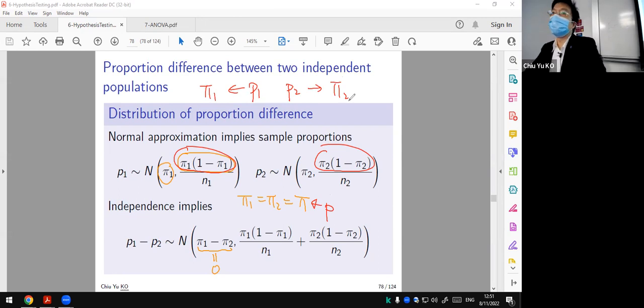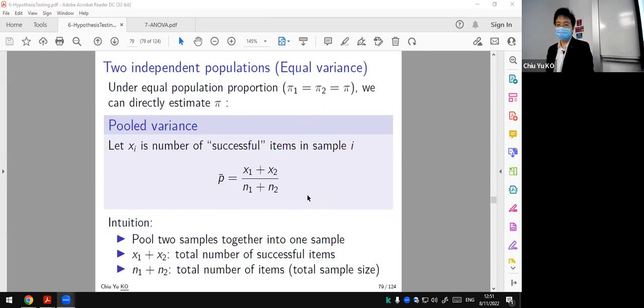The best way is to combine them. Because under the null hypothesis they are equal, the number of people who have a certain characteristic in population 1 is the same as in population 2, so you can just combine them as a single population because there's no difference between them. That motivates what we will see in the next slide. Instead of estimating pi 1 and pi 2, we can go for pi directly. And how to estimate pi? Just simply P.